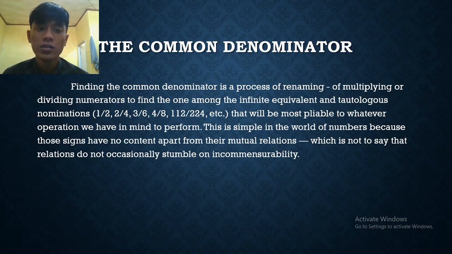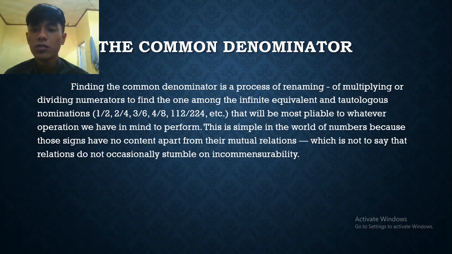So, what is the common denominator? Finding the common denominator is a process of multiplying or dividing numerators to find one among the infinite equivalent and tautologous nominations, half for half, etc., that will be the most suitable for whatever operation we have in mind to perform.